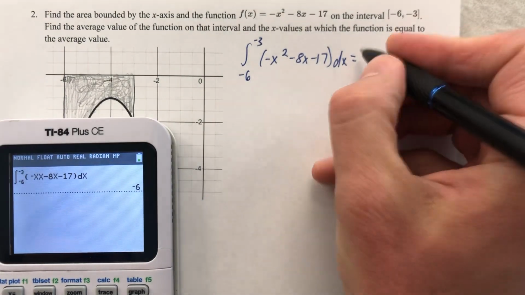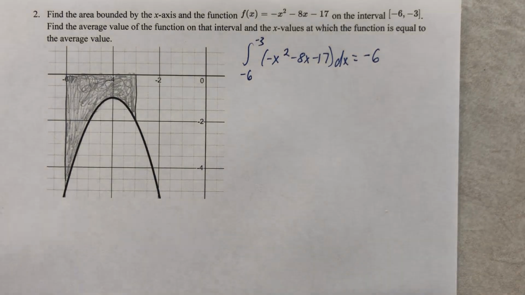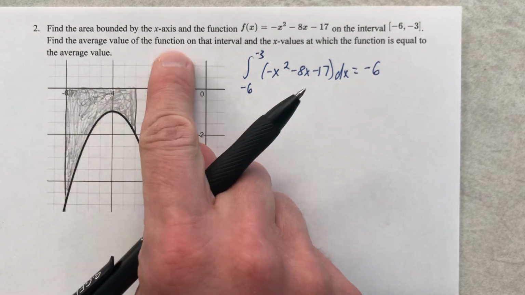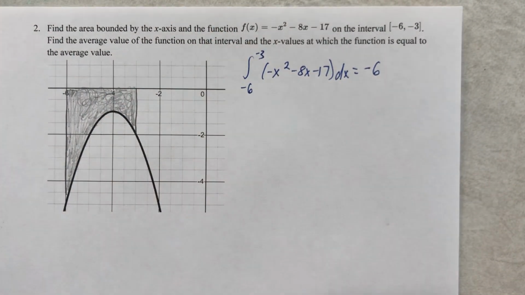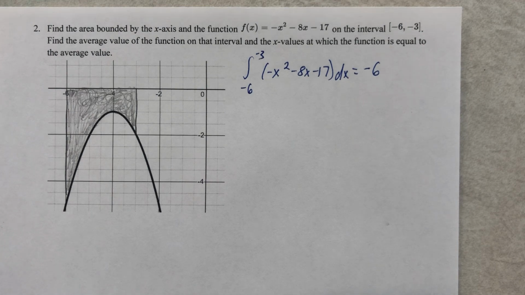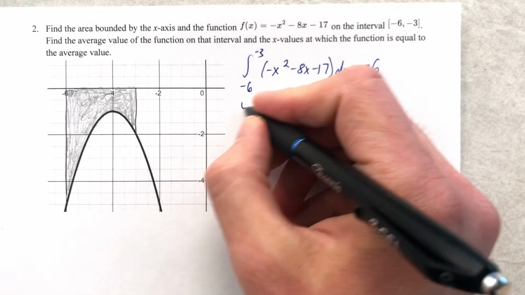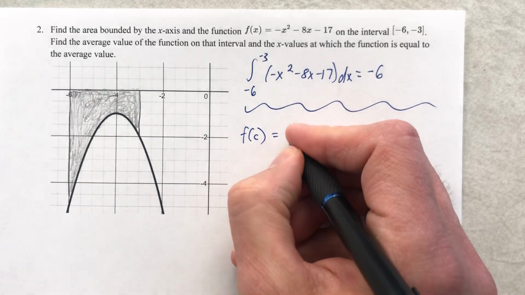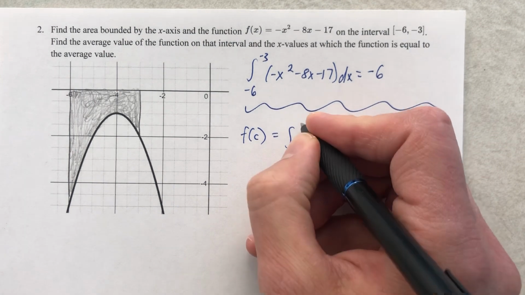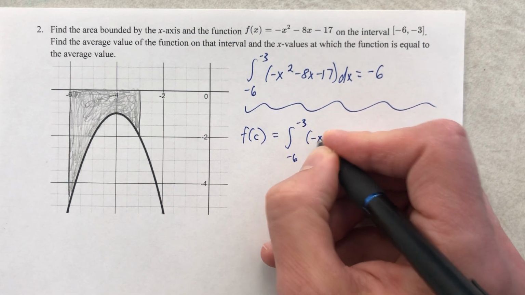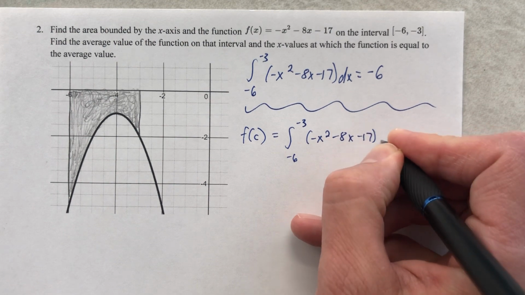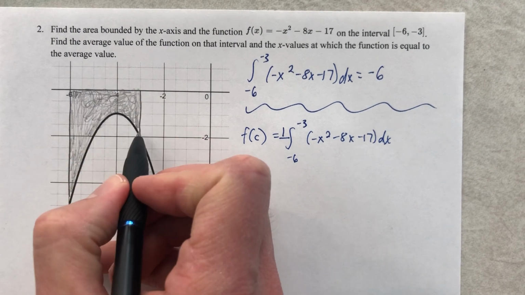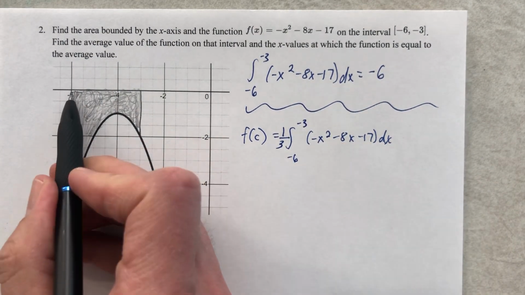So we have just finished answering the question that was in the first sentence. Now we'll keep going. Find the average value of the function on that interval. The average value of a function, we usually call it f of c. That is 1 over -3 minus -6, basically the width of the interval, which is 3, times the integral from -6 to -3 of -x² minus 8x minus 17 dx.